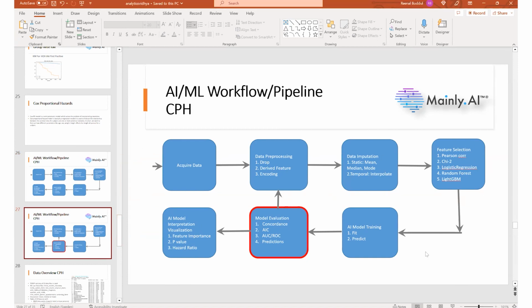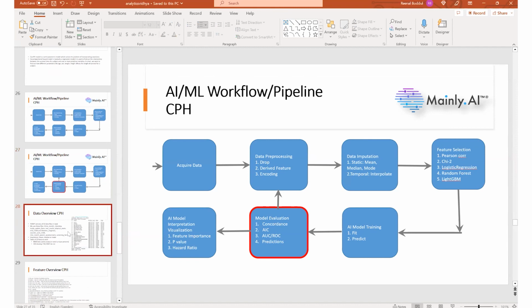We follow this workflow until we get the best model evaluation result, the concordance index, or whatever we want to achieve, or the AIC. If you have a good AIC score, definitely. If not, then follow these steps again. That's the basic workflow we followed.